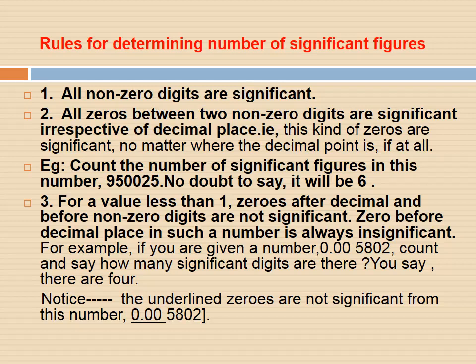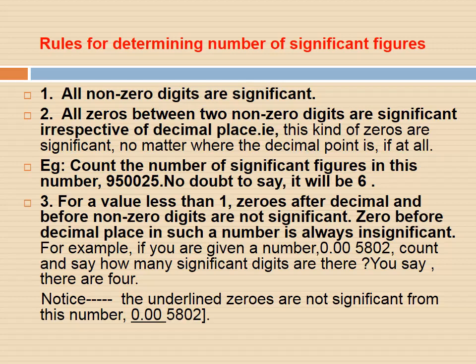For example, you are given a question. You count and say the number of significant figures in this number. The number is 9,50,025. No doubt, you will say it is 6. You have counted the 2 zeros also to state the total number of significant figures. It will be 6.